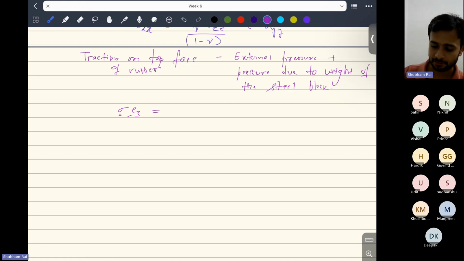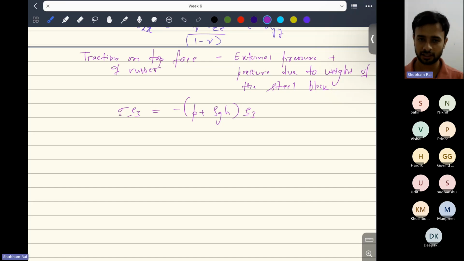So that is nothing but P plus rho GH. That is pressure. I mean traction is force over area, so that is pressure, and that is in minus E3 direction. So this is the traction on face E3. So if you expand this, this will be nothing but third column of this stress tensor.